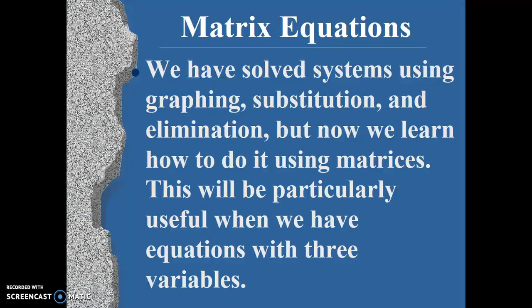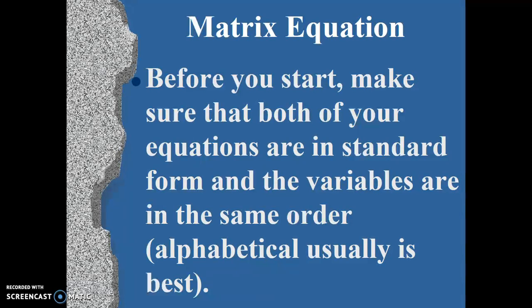So first thing, matrix equations. We have solved systems of equations using graphing, substitution, and elimination. But now we're going to learn how to do it using matrices. This will be particularly useful when we have equations with three variables. Typically we're not going to see anything like that because when we talked about solving systems, we used only two variables. But that's really when this is helpful. It makes it a lot quicker. Before you start, make sure that both of your equations are in standard form and the variables are in the same order, alphabetically is usually best, like we've said in class.